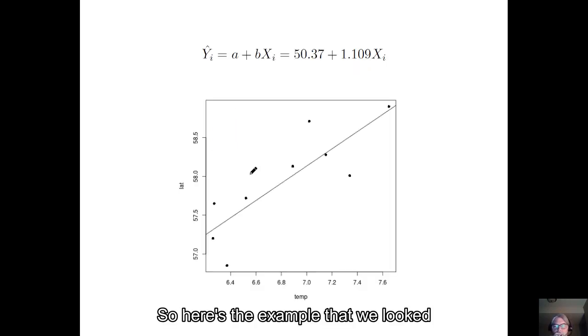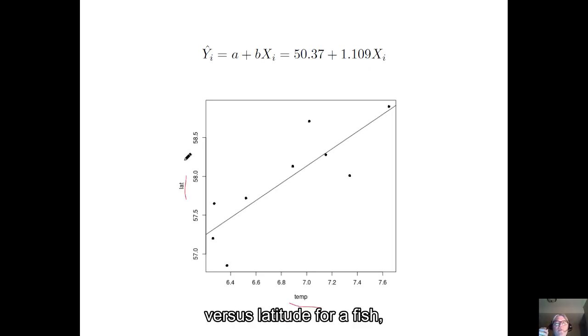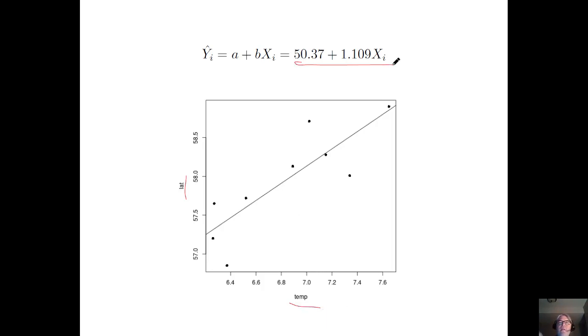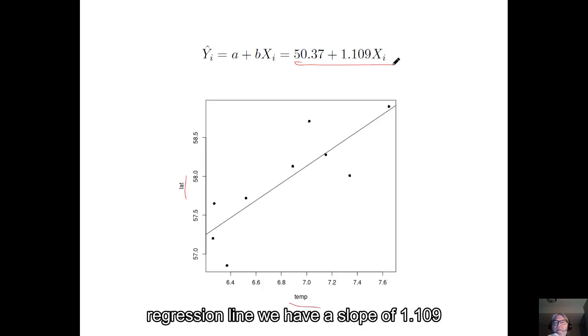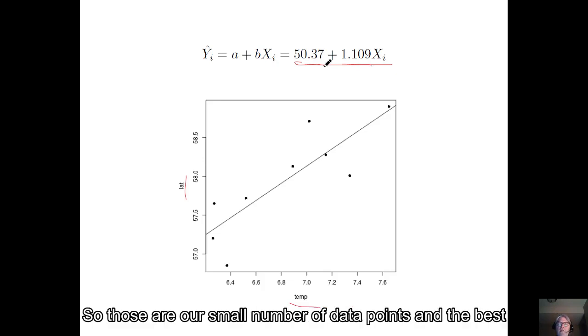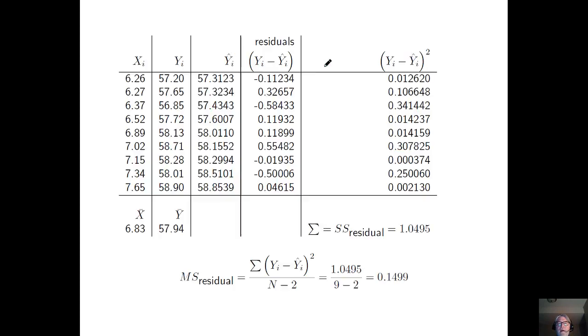So here's the example that we looked at last time with the temperature versus latitude for a fish, looking at geographic distributions. And this was the regression line. This was our least squares regression line, or a linear regression line. We had a slope of 1.109. We had a y-intercept of 50.37. So those are our small number of data points and the best fit line there.